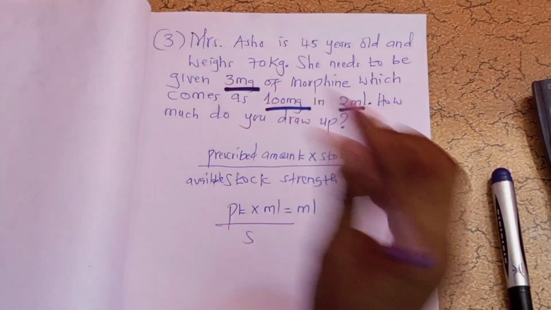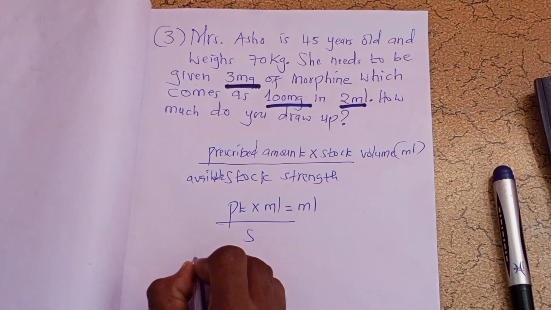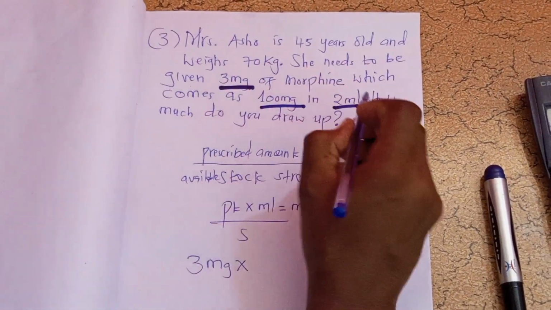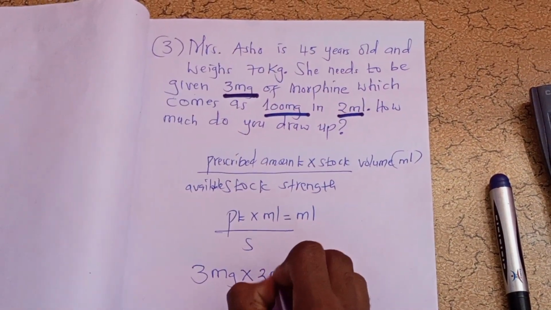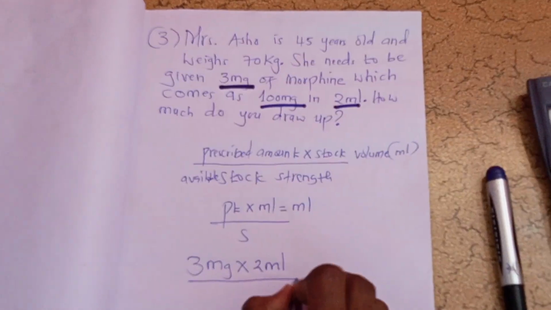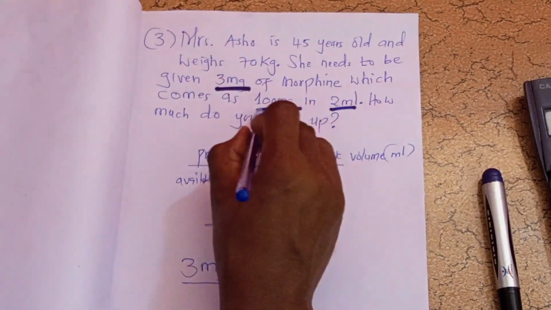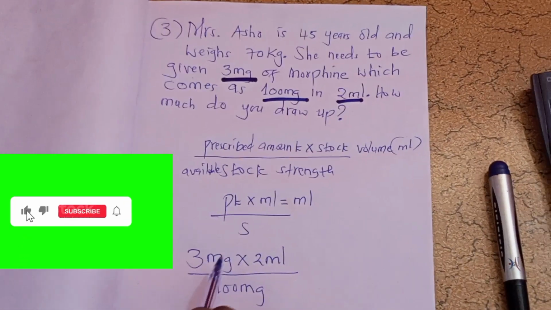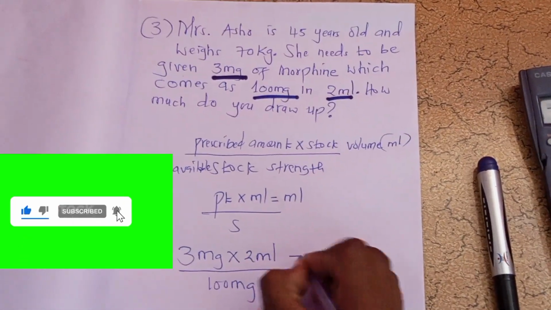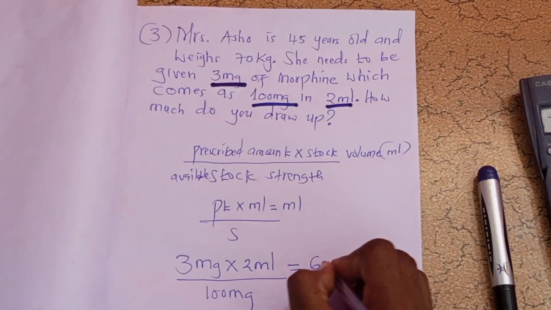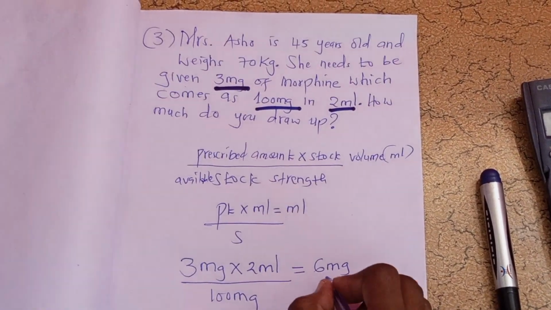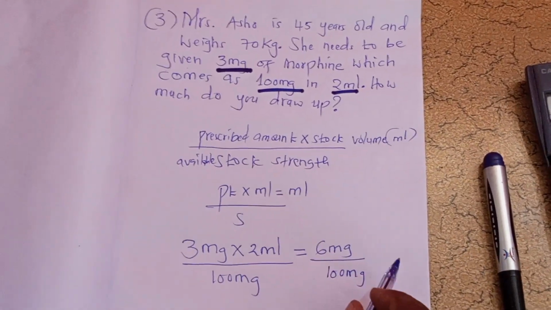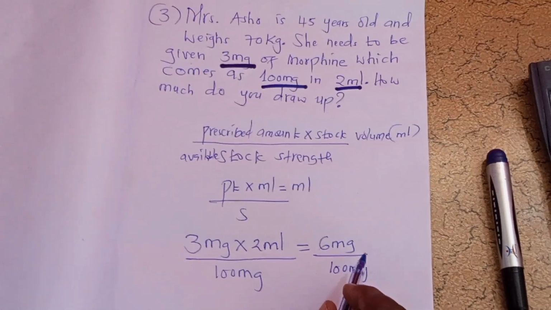Our prescribed amount is 3 mg. So 3 mg multiplied by stock volume, which is 2 ml, all over divided by available stock strength, which is 100 mg. When you multiply 3 times 2, that gives us 6 mg, all over divided by 100 mg. So this is the final volume we are supposed to get.